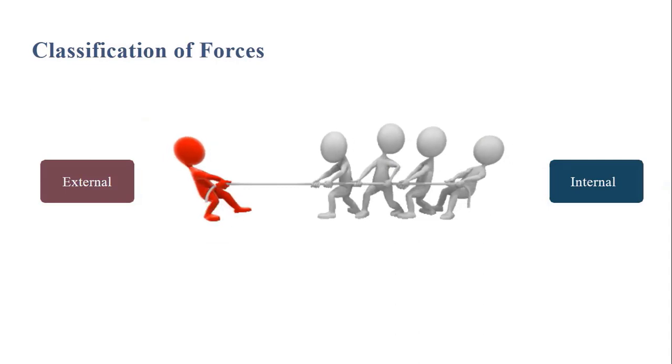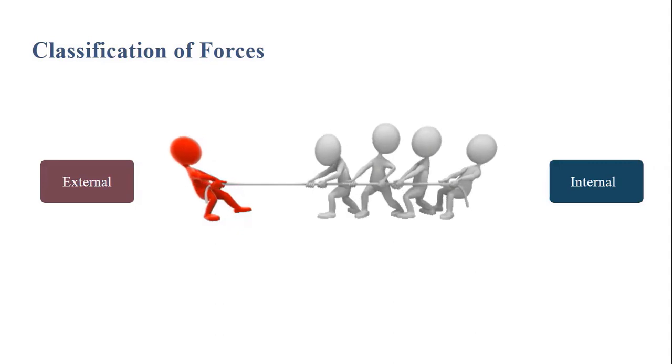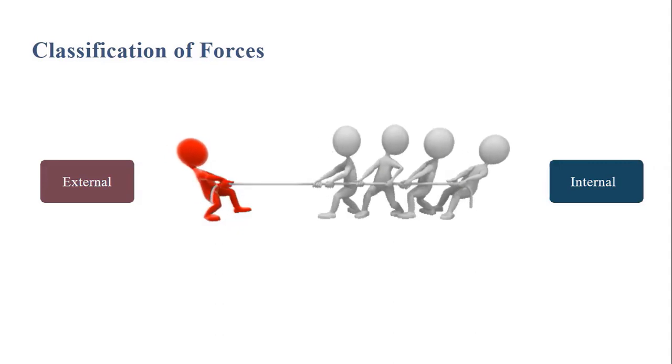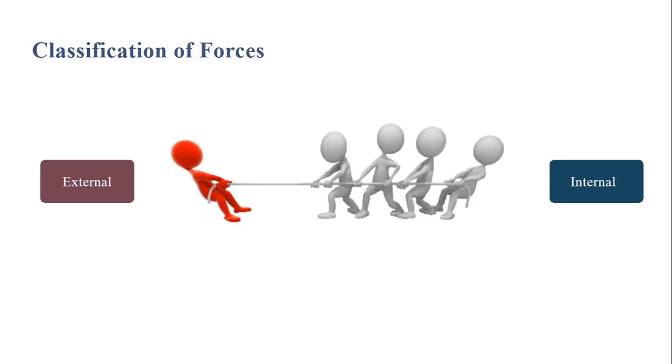Now here is the classification of forces. What are the two kinds of forces? That is internal forces and external forces, which you can see in the diagram. There are four persons on one side and one person on the other, and they are playing tug of war. And what about internal forces?